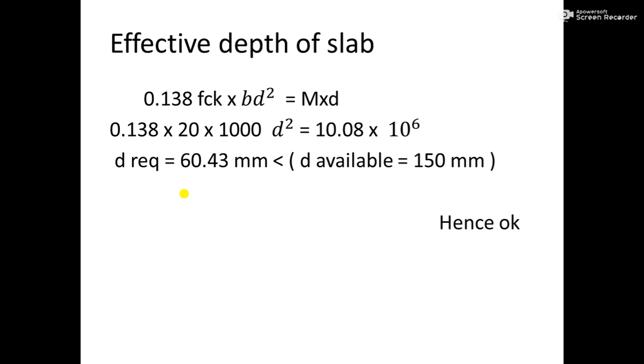So calculation of effective depth for slab, that is equating Mu is equal to Mu limiting, that is Mu limiting is 0.138 fck bd square, where Md is 10.08, that is maximum moment into 10 raised to 6. It is in kilonewton meter, so convert it into Newton mm, that is into 10 raised to 6. Therefore after calculation, d required is 60.43 mm. So we have assumed d as 150 mm, but actually required is 60.43 mm. Hence okay.